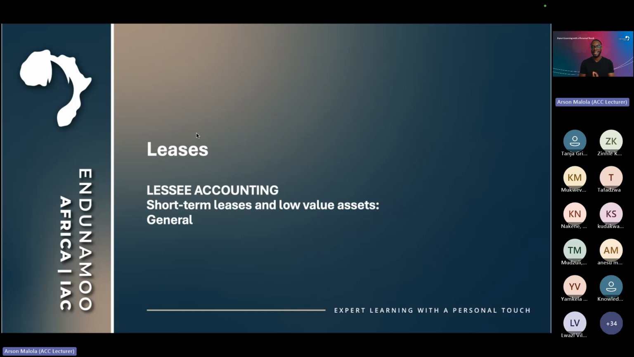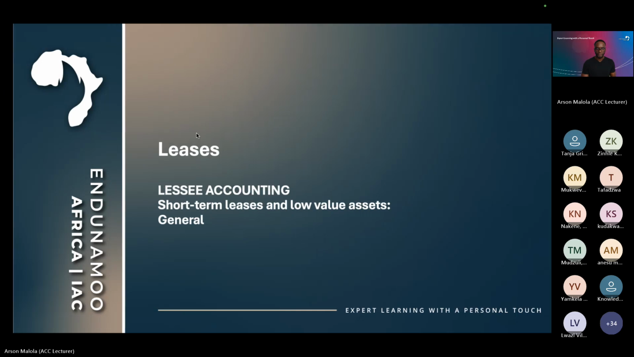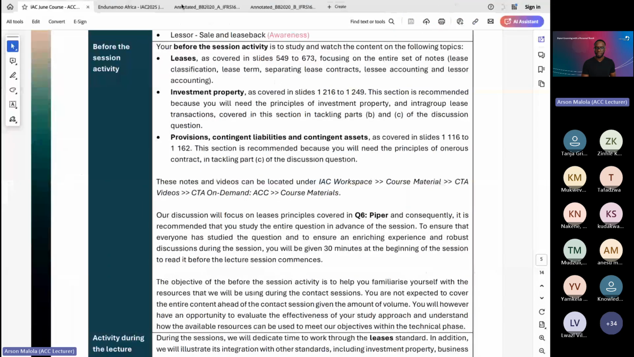What is recognition? Recognition is bringing something onto your financial statements. Okay, now it is very important to understand these terminologies as well, which I'm hoping that we're all comfortable with, because understanding this terminology is important for understanding required for accounting. If you don't understand, let me put it on the page here.